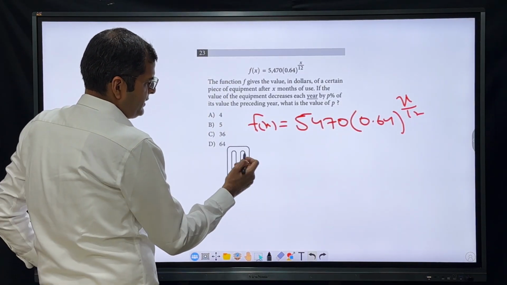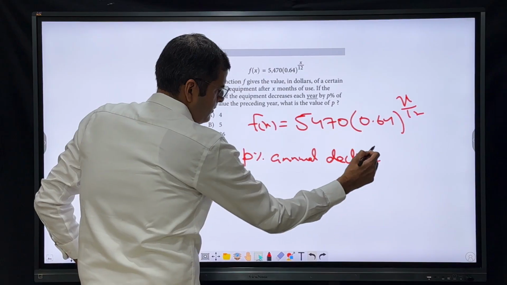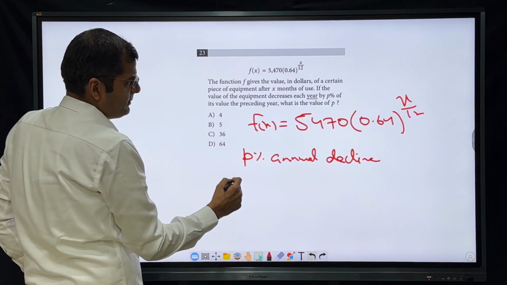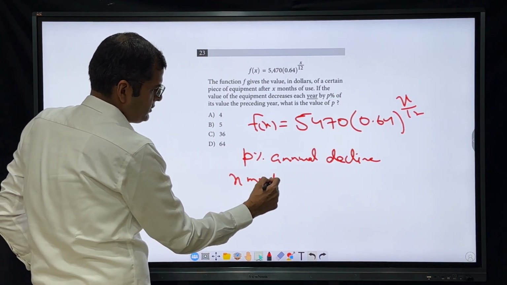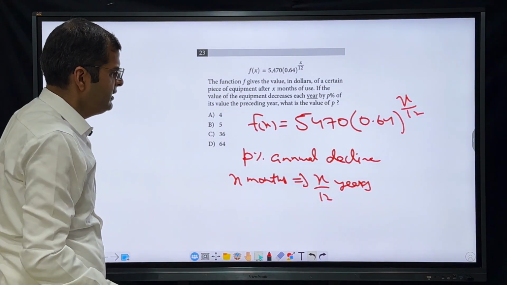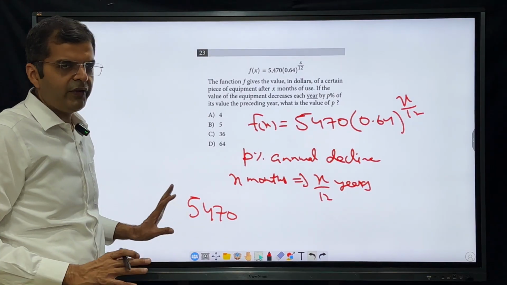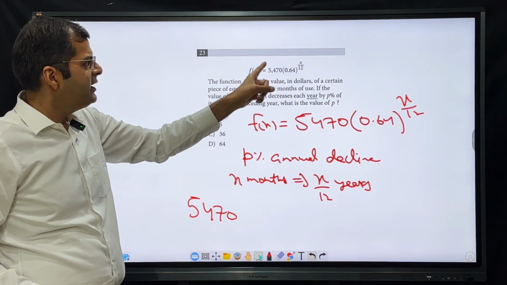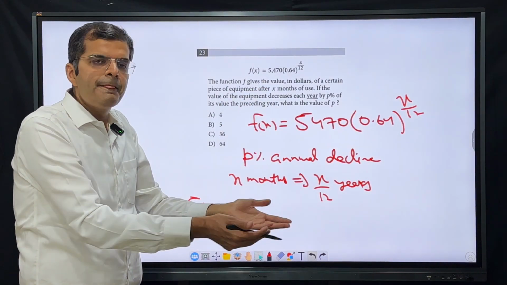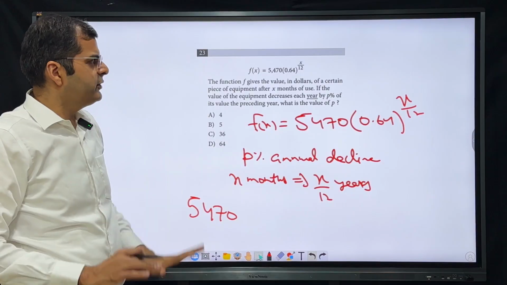So if it is a p% annual decline, that means after x months, so x months is first of all how many years? That is x upon 12 years. X months will be x by 12 years. So after x months, I start with 5470 as the value. Why do I know the starting value is 5470? Because I put x equal to 0 here and I get f of x as 5470. So why x equal to 0? Because at 0 months of use, you have not used it any time. The starting value of this equipment is 5470.